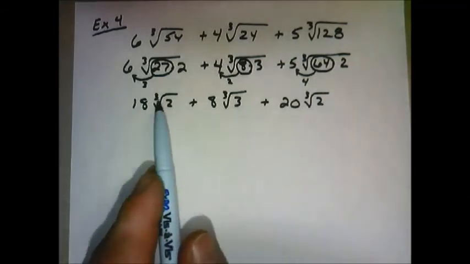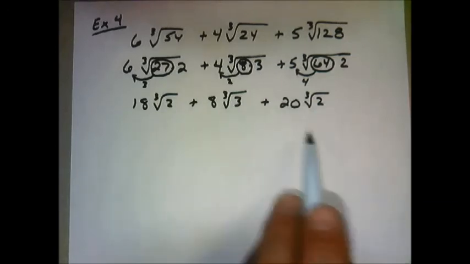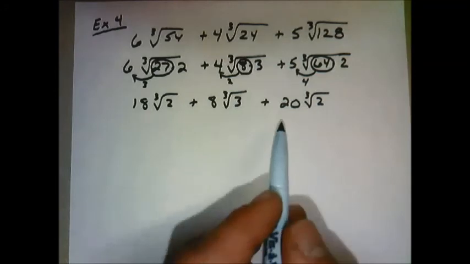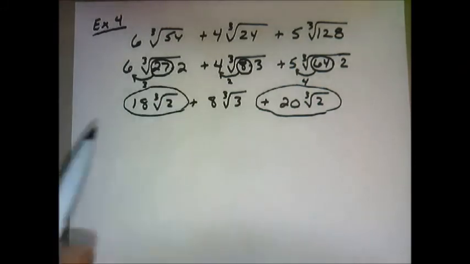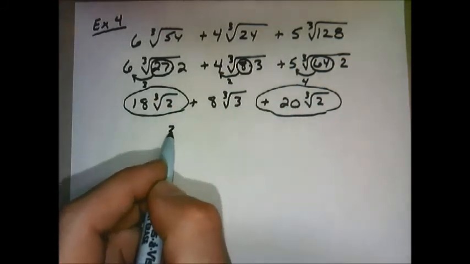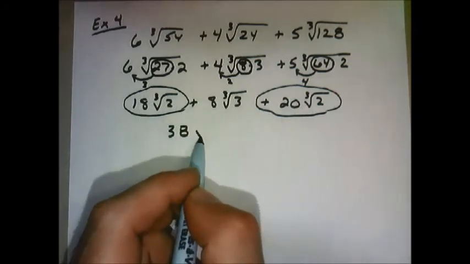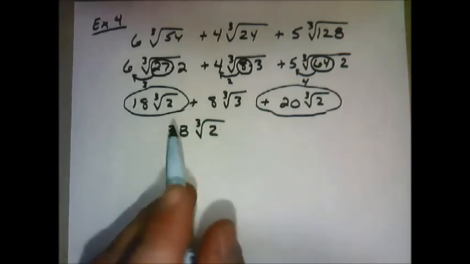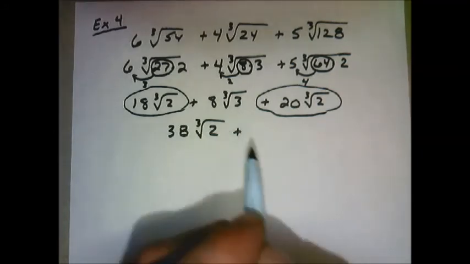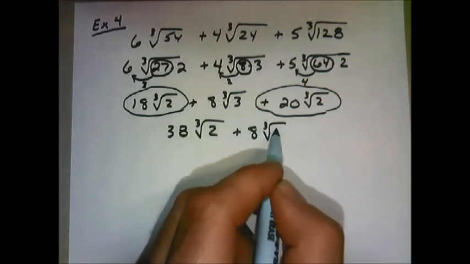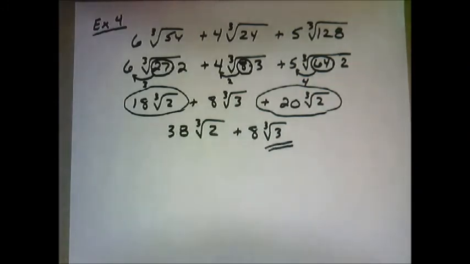Now if I look at this, I have the same index again, but still I have 2 different radicands. I have 2, 3, and then a 2. So the only ones that I can combine are the last one and the first one. So to combine those, I end up with 38. Remember, 18 plus 20, I add the outside numbers. I end up with third root of 2. My index and my radicand do not change. And then to that, I'm going to add 8 third roots of 3. Since my radicands are not the same, I cannot combine that any farther, and I'm finished.